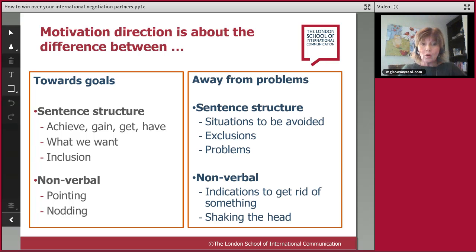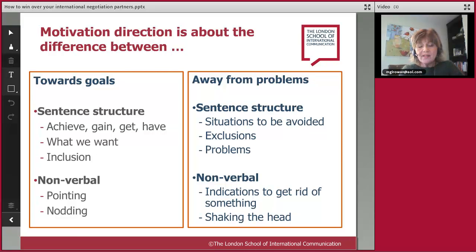And then maybe when you're talking about moving away from problems, talking about things that people don't want, things they want to avoid, the language will all be about exclusions, problems, we don't want that, no, there'll be more head shaking, maybe quizzically head on the side, just more pulling away from you.